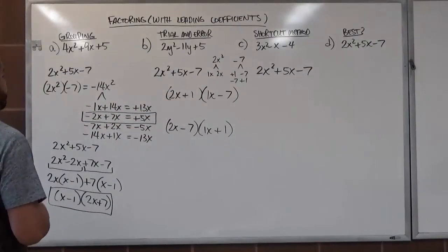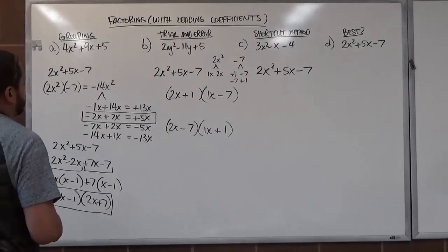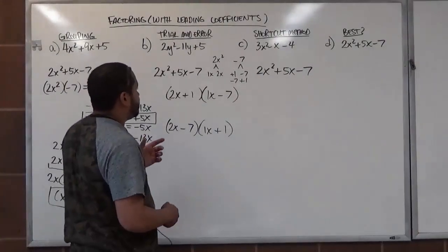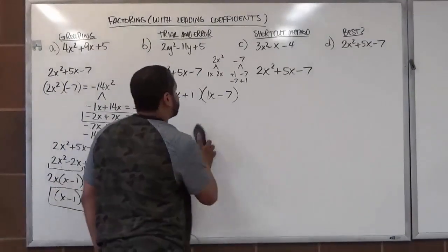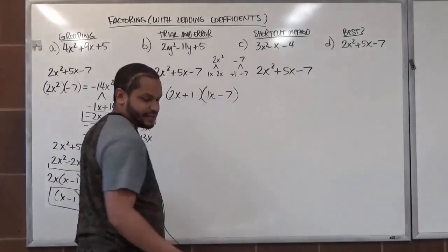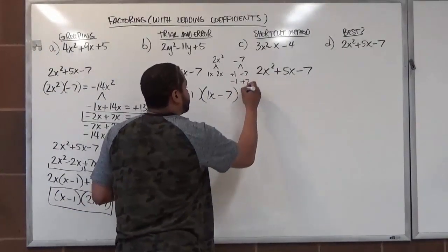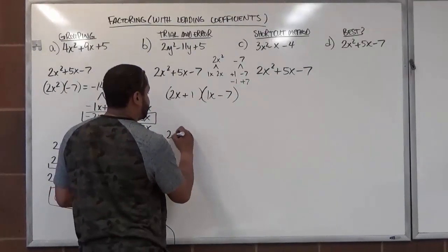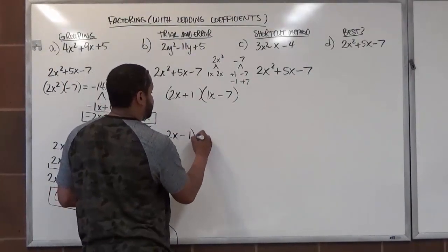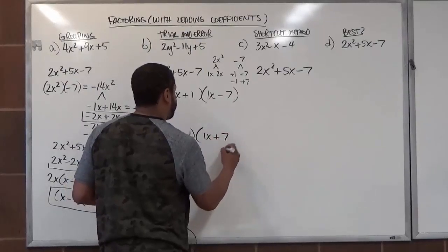And also, wait, I actually made a mistake here. Let's just go back a second. These factors are actually the same. I meant to put here negative 1 and positive 7. All right? And so the second possible way this works out is 2x minus 1 times 1x plus 7.